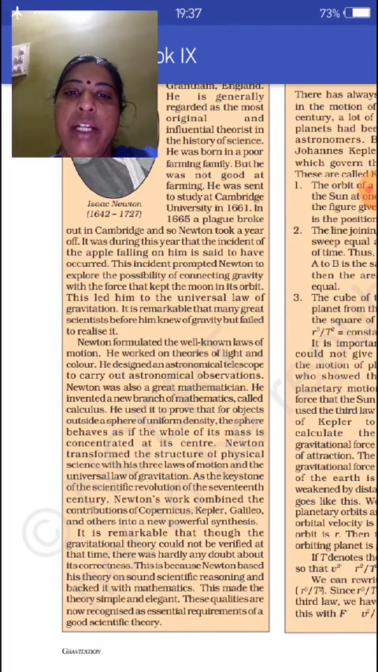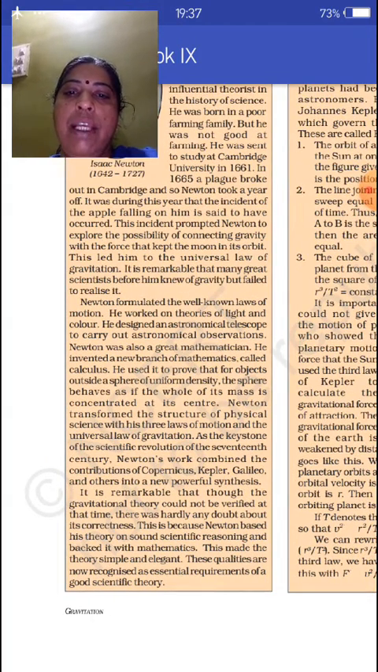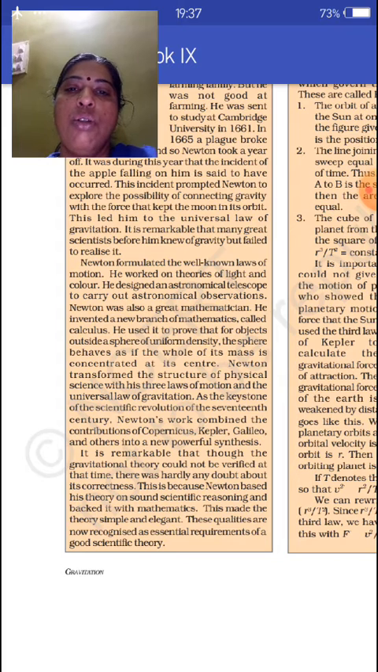Newton formulated the well-known laws of motion. He worked on theories of light and color. He designed an astronomical telescope to carry out astronomical observations. Newton was also a great mathematician. He invented a new branch of mathematics.